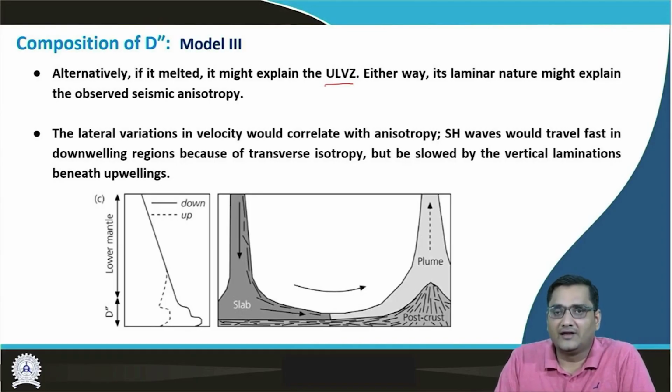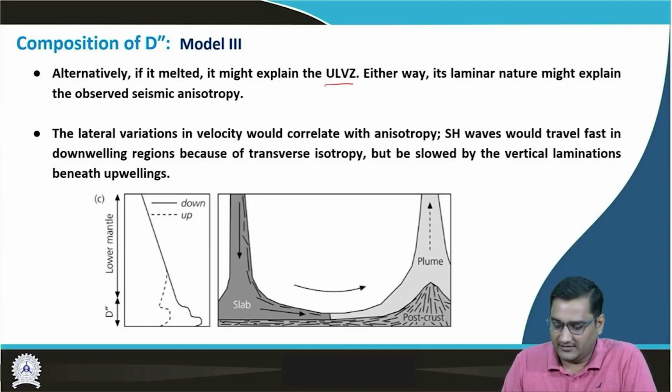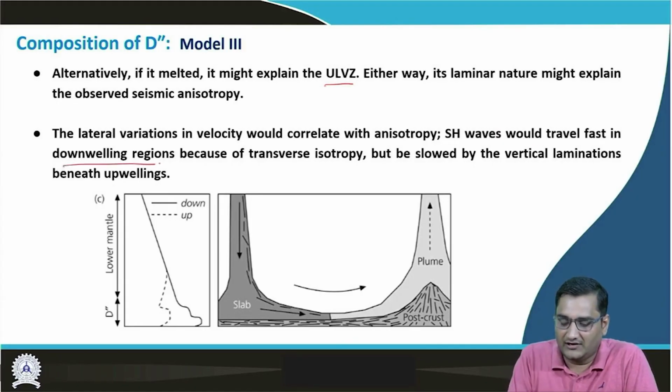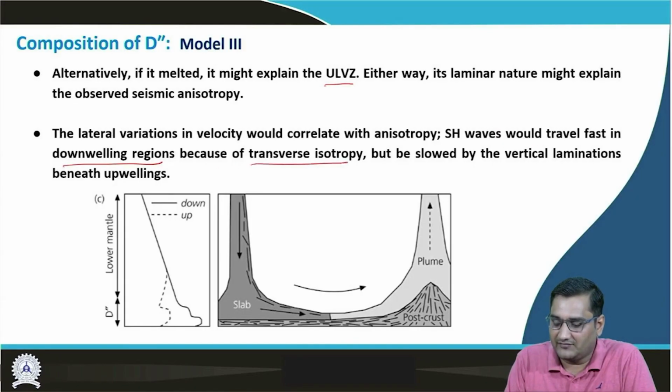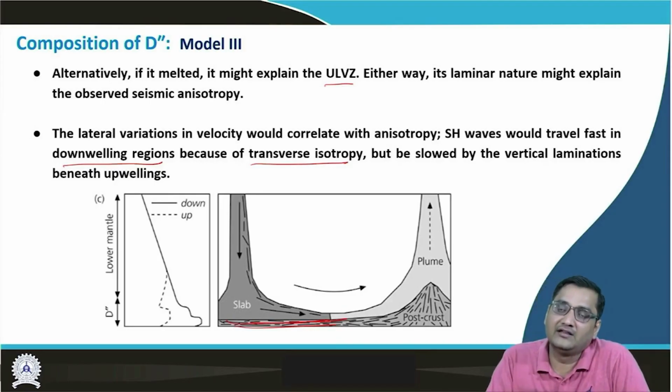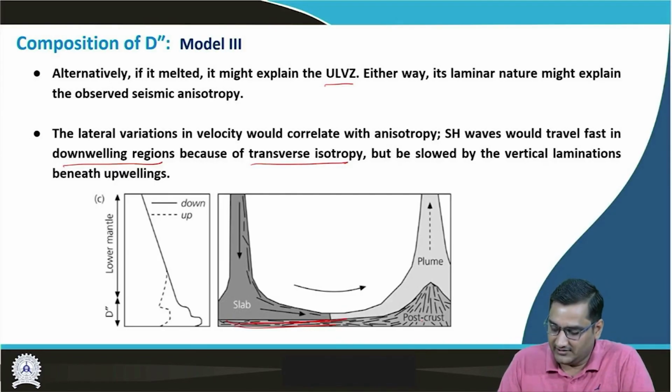And the lateral variation in the velocity would correlate with anisotropy, as such waves would travel fast in the downwelling region because of the transverse isotropy. So here the transverse isotropy is present, because of which the SH wave would travel faster but be slowed down in the region of azimuthal anisotropy.